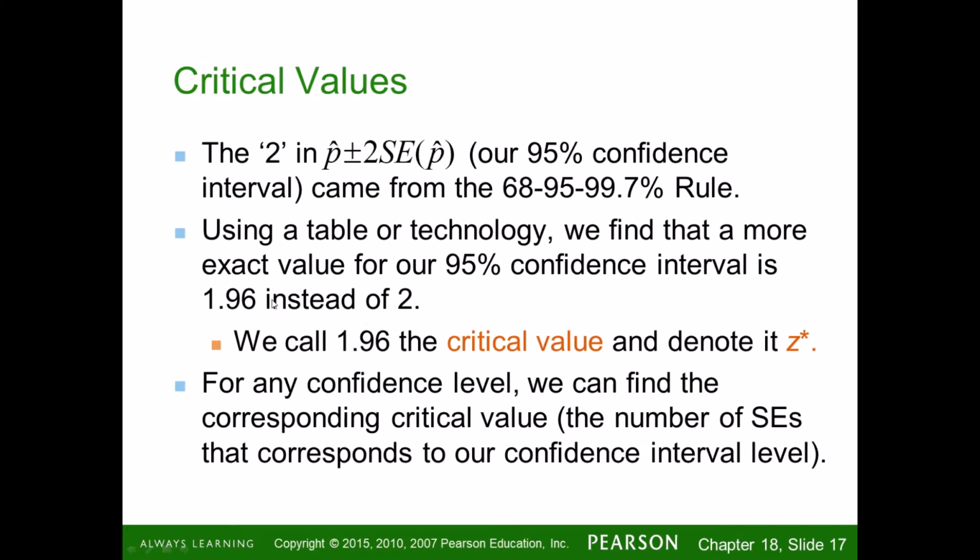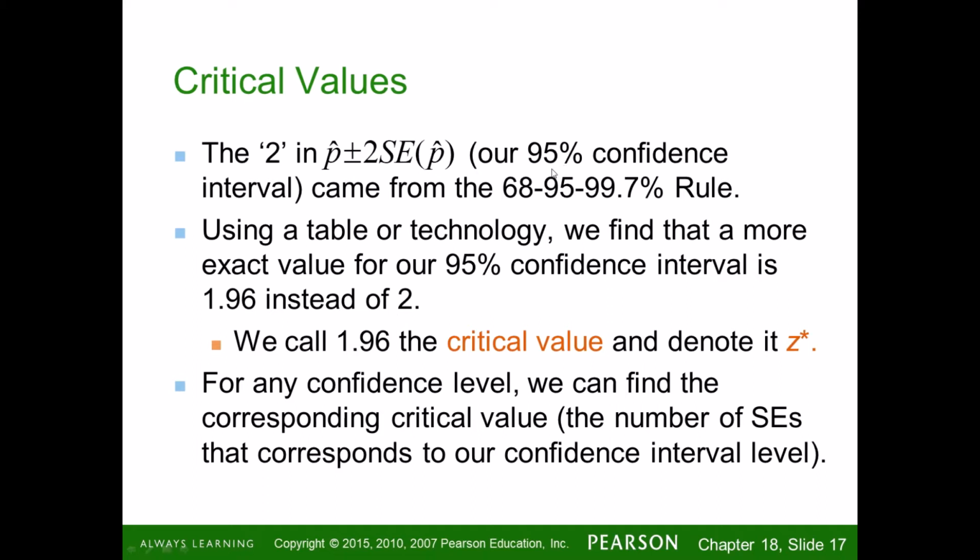Now this little deviation of 0.04 in the number of standard errors to either side is really not that important. I mean, the whole process has its flaws, and it's estimation, approximation. So what difference is it going to make between 1.96 and 2?